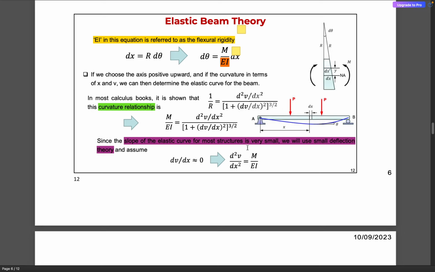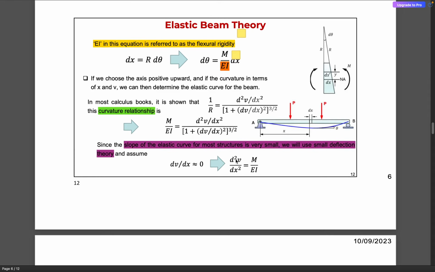As a result, we express the curvature 1 by r is equal to M by EI is equal to d2v by dx2. This we are going to use in order to obtain the slope of a beam at a particular point. The slope of a beam is given by dv by dx, and we can find the vertical deflection at any point along the length of the beam, and this is given by v. You will be solving one of the assignment problems based on this particular concept.